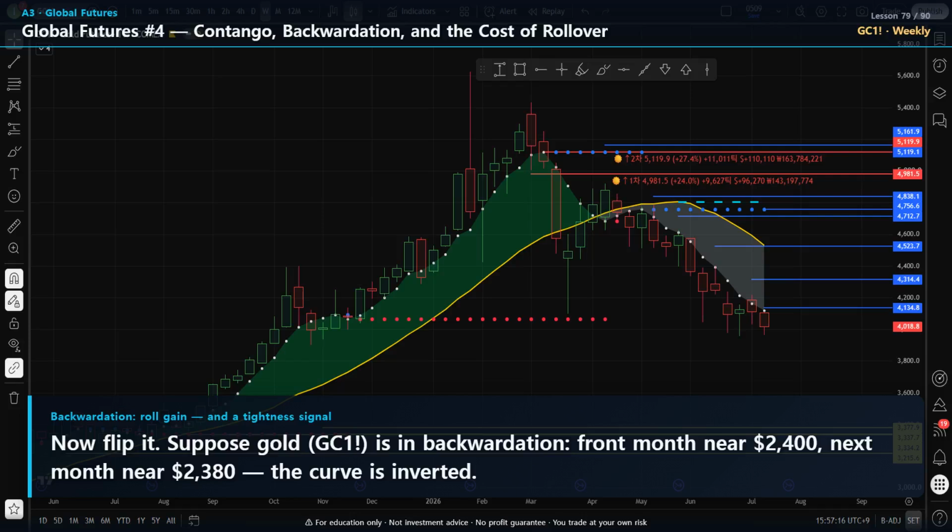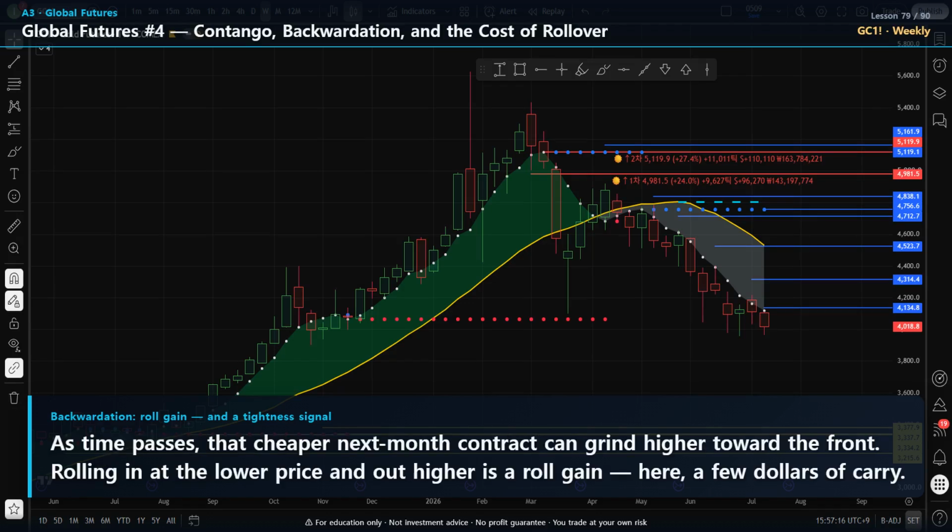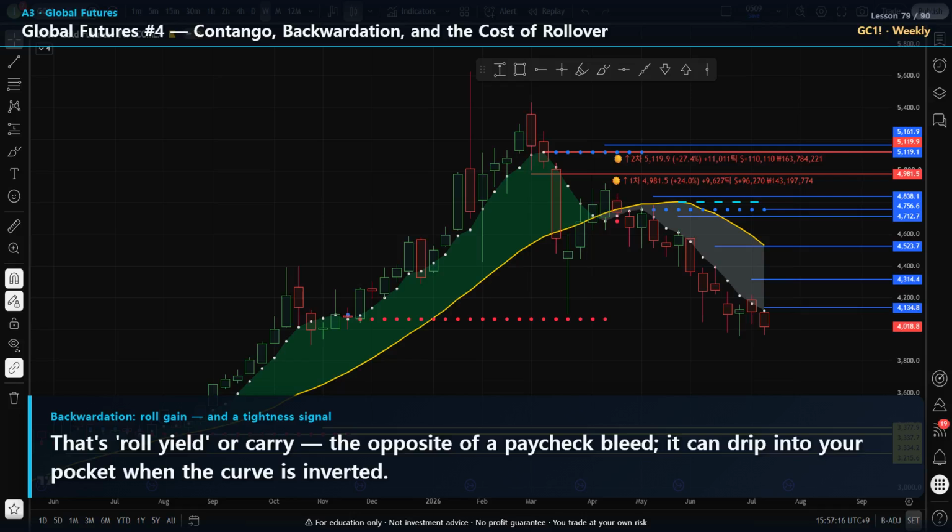Now flip it. Suppose gold GC1 is in backwardation. Front month near $2,400, next month near $2,380. The curve is inverted. As time passes, that cheaper next month contract can grind higher toward the front. Rolling in at the lower price and out higher is a roll gain. Here, a few dollars of carry. That's roll yield, or carry, the opposite of a paycheck bleed. It can drip into your pocket when the curve is inverted.